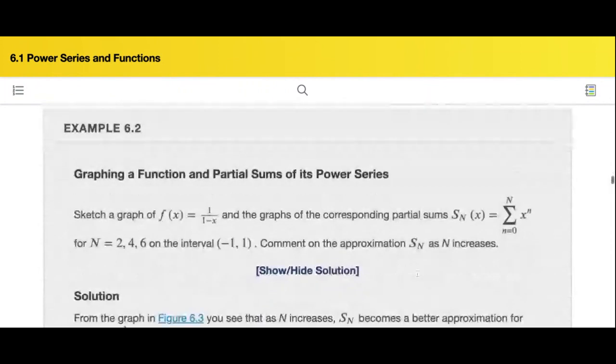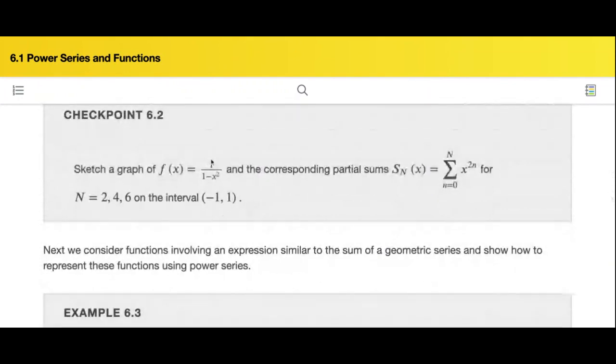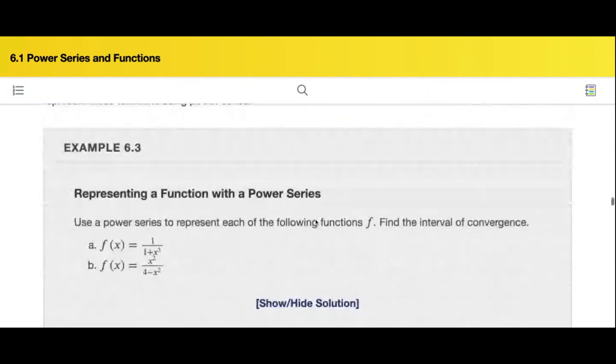Now let's see this practice. So here we get 1 over 1 minus x squared. They want us to sketch a graph and the corresponding terms. Let's skip this. We don't need to do this.